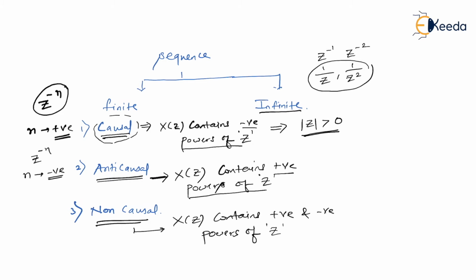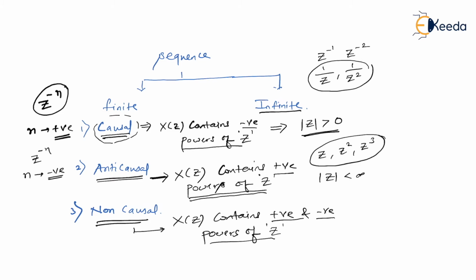When it comes to anti-causal sequence, you will always have positive powers of z, so you will always find your X of z equipped with z or z square or z cube, etc. Such terms you will find in the second case. In that case, your mod of z should be always less than infinity. I mean, your mod of z should not be equal to infinity in order to keep X of z from being infinite. And when it comes to non-causal, it has positive powers of z and negative powers of z. Then it is actually a combination of causal and anti-causal together.